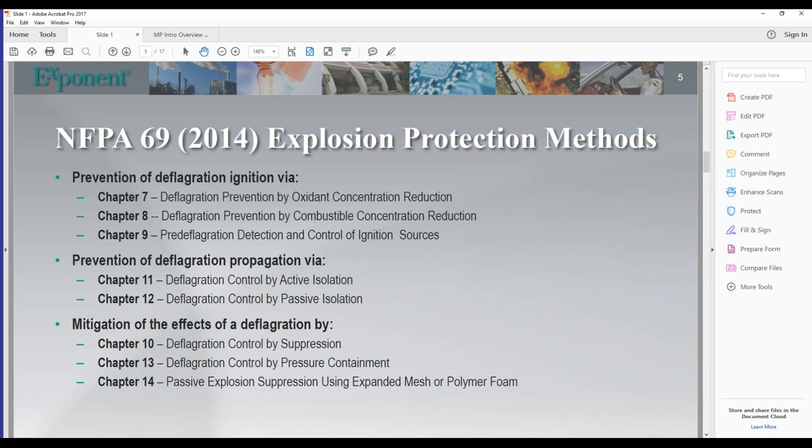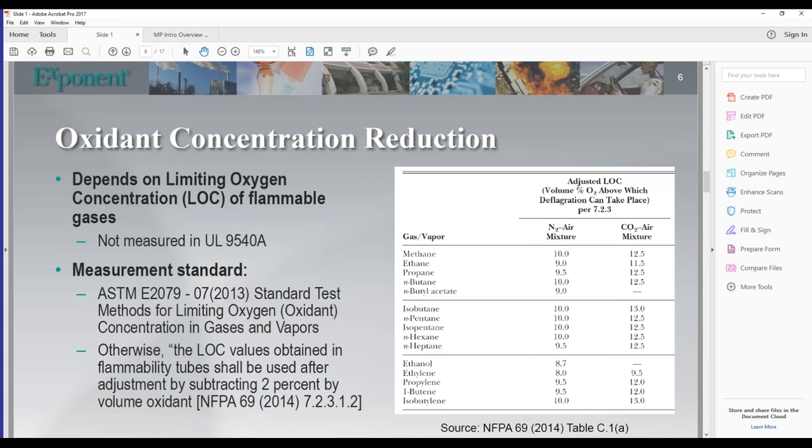So in the next few slides, I'll just go through a few of the main ones, and I'll talk about how the cell level test can be used to dictate what method can be used.